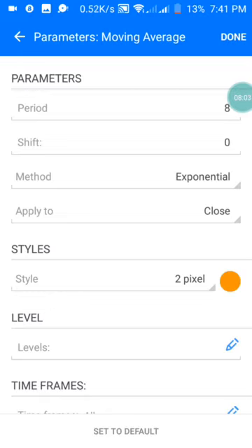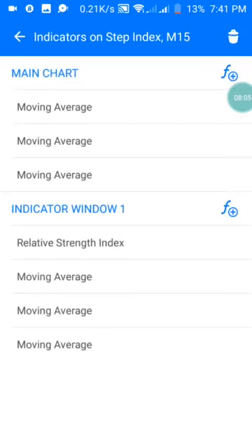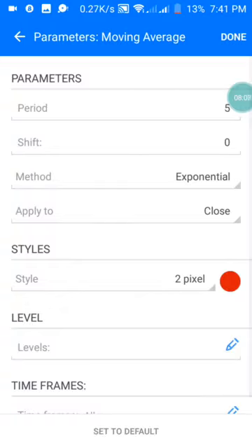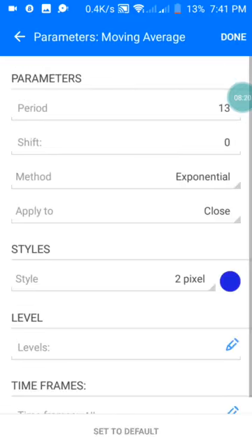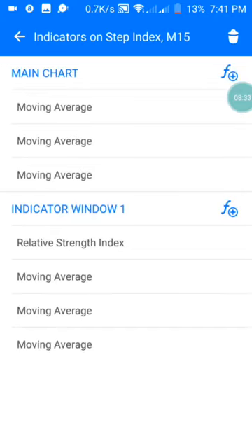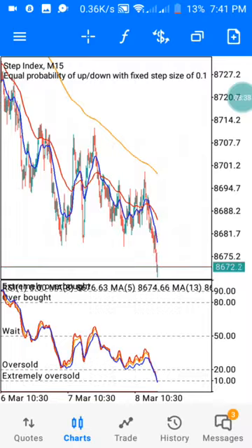So screenshot this and press on done. Then move to the second moving average on my window 1. The period is 5, the shift is 0, applied to close, then choose any color of your choice and press on done. Then the last moving average has the period of 13, shift of 0, method of this, applied to close, then choose any color of your choice, then press on done. So by doing this, you will have the settings on your phone, and you will have it on your main chart.